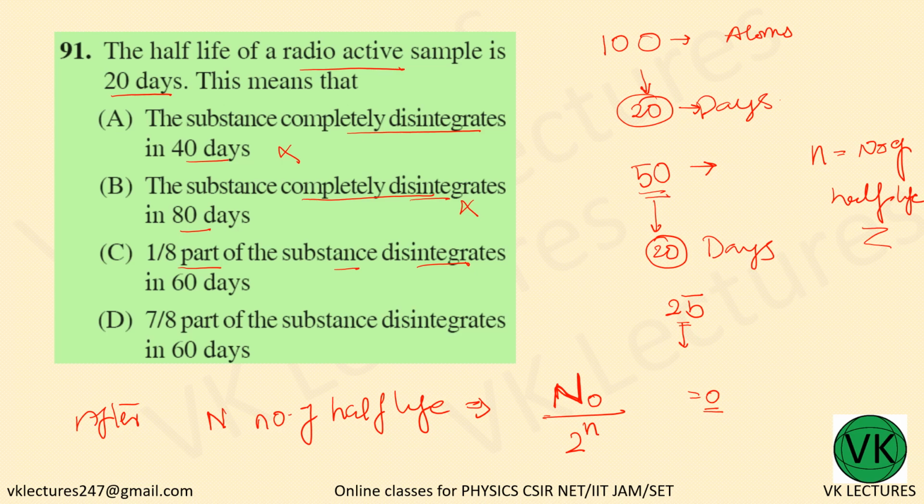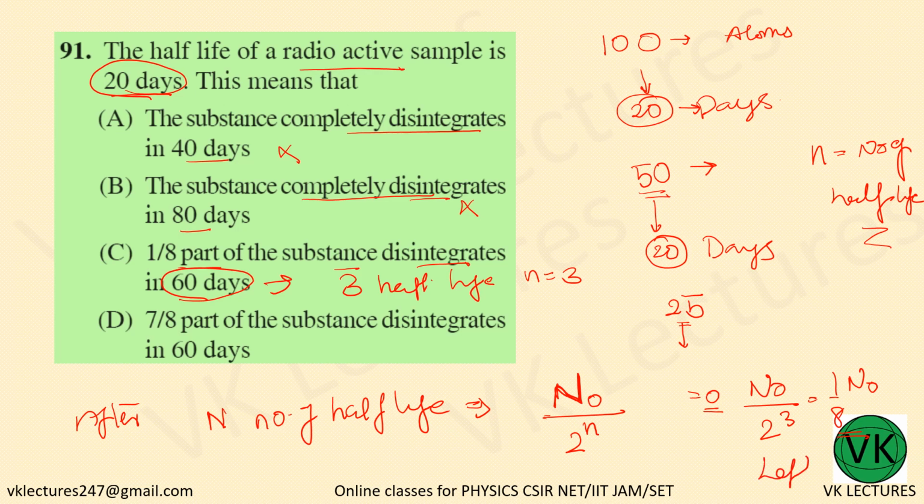Let us see. In 60 days. 60 days means if you divide it by the half-life, you will get 3 half-lives. So n is equal to 3. Just substitute here: n naught divided by 2 to the power 3. So that is 1 by 8 of n naught, that is left.